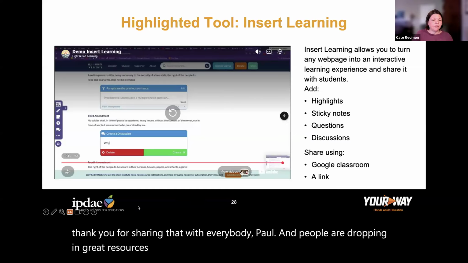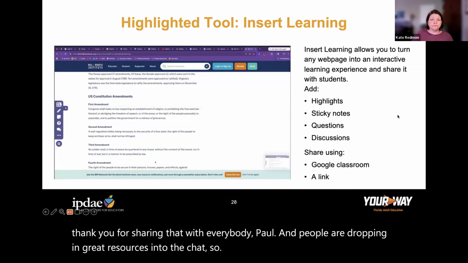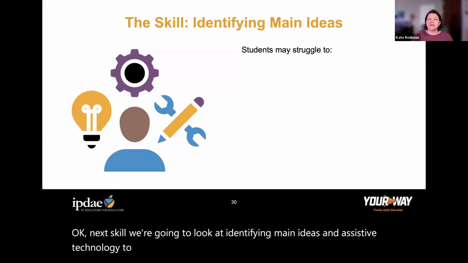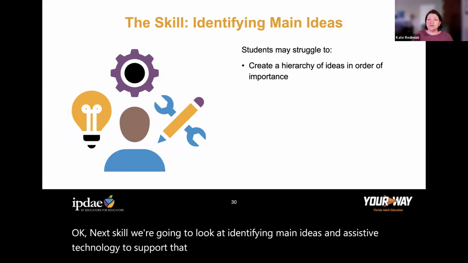Okay, next skill we're going to look at: identifying main ideas and assistive technology to support that developing skill. So students may struggle to what?